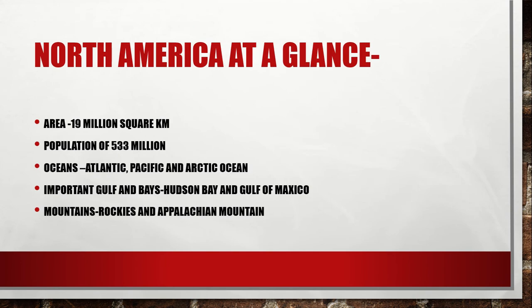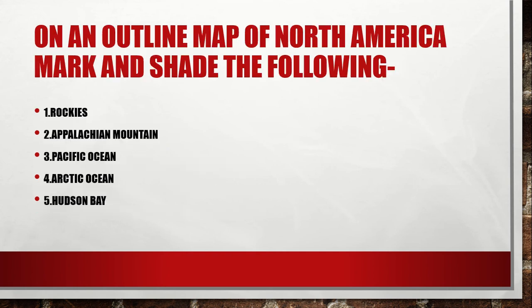If we see North America at a glance, we will see that it has an area of 19 million square kilometer, carrying a population of 533 million, having important oceans surrounding it like the Arctic, Pacific and the Atlantic Ocean, important gulfs and bays like Hudson Bay, Gulf of Mexico, and important mountains like Rockies and Appalachian Mountain. We know that North America is the third largest continent after Asia and Africa.